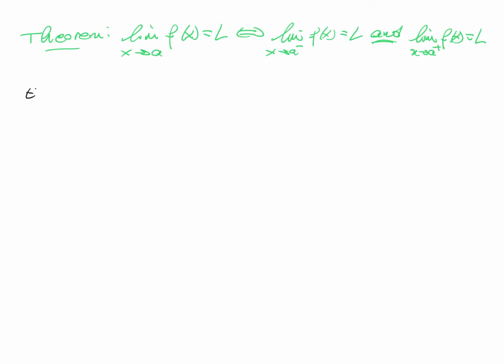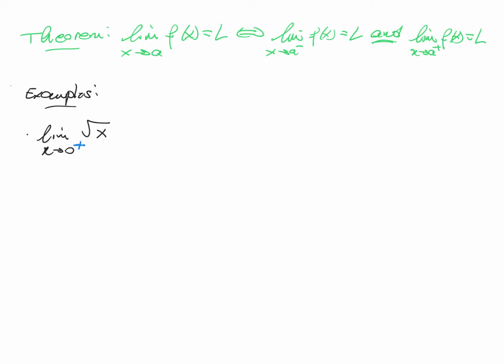Some small examples. The first one, take the limit for x going to 0 of the square root of x. Of course, you know that you cannot take the square root of a negative number. So the square root of x is not defined for values lower than 0. So the only limit that we can take here is the right-hand limit. We cannot plug in values smaller than 0, so we cannot have a left-hand limit. We can only have a right-hand limit.